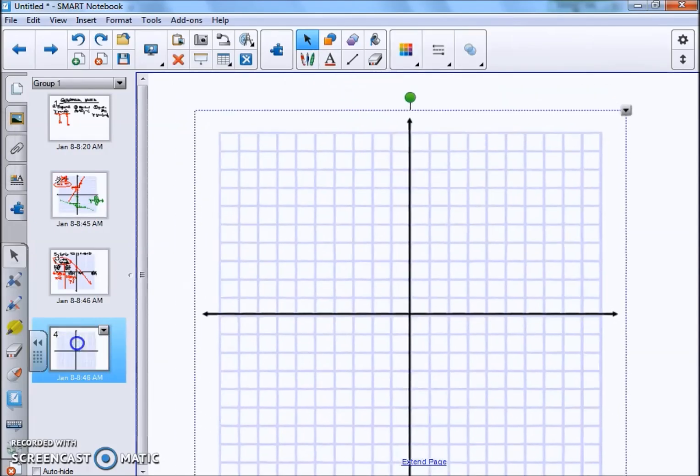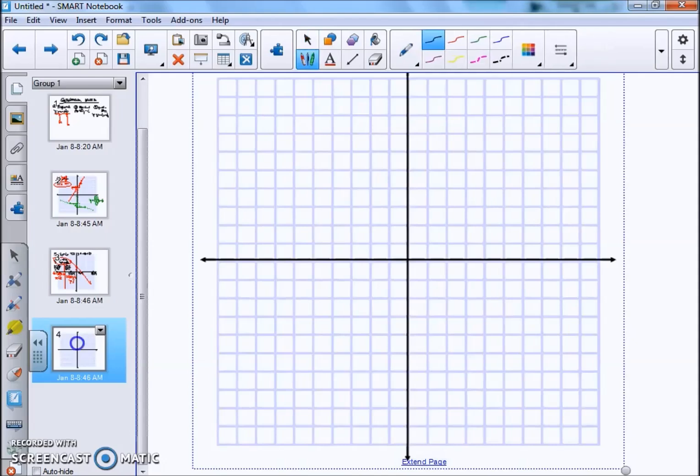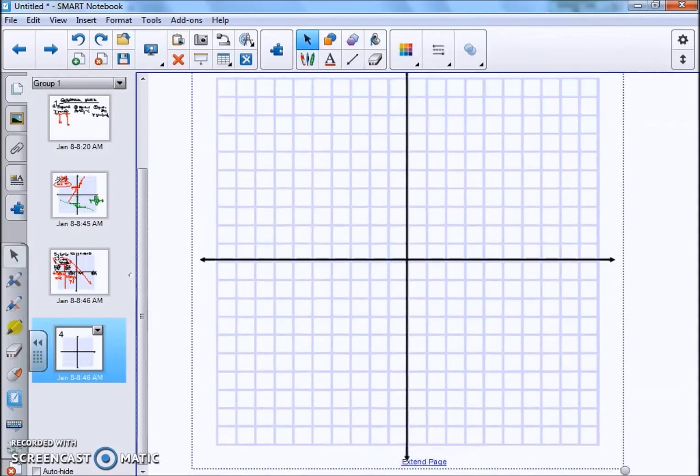Third way. Now let's say you have point-slope form. So someone give me an equation in point-slope form.